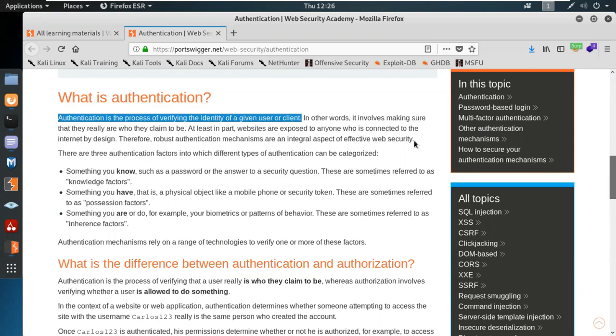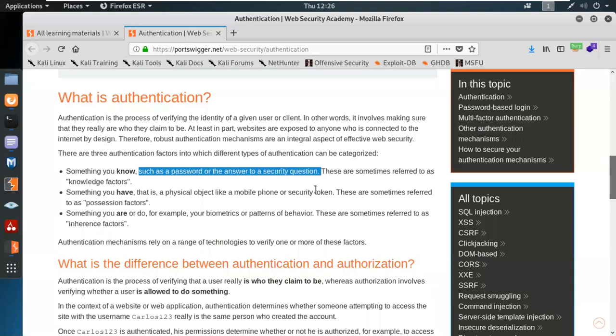So three elements should be known. There are three factors of authentication. They have given something you know. Something you know means you have the username and password, such as a password or the answer to secret questions. You already know that thing: something you know. These are sometimes referred to as the knowledge factor. Remember the last time, DAC, MAC, and RBAC? Same thing is over here.